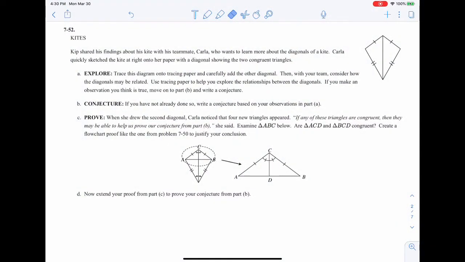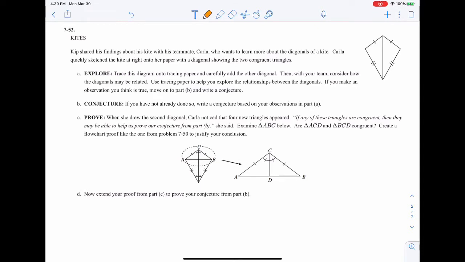Okay, let's finish this lesson with problems 7-52 and 53. You're going to do what you normally do by reading while pausing and then playing when you're ready to pick it back up. Note in letter A, you are going to need tracing paper.